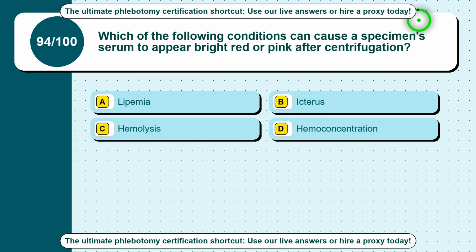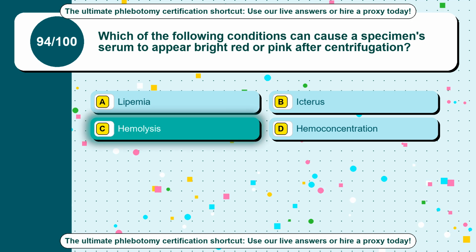Question 94. Which of the following conditions can cause a specimen's serum to appear bright red or pink after centrifugation? Option A. Lipemia. Option B. Icterus. Option C. Hemolysis. Option D. Hemoconcentration. The correct answer is option C.